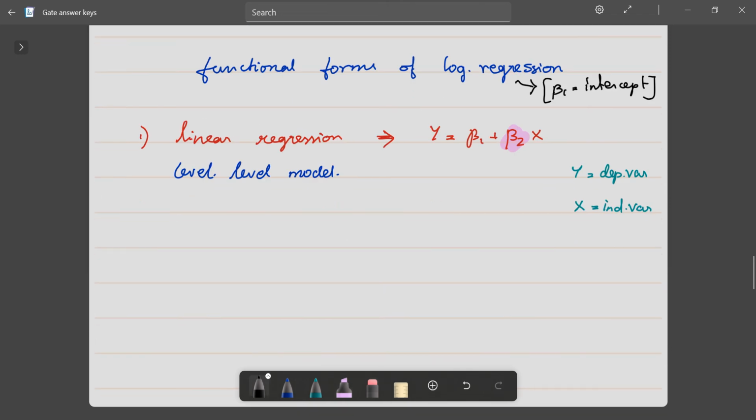How is the change calculated in linear regression? Change in y is equal to beta times change in x. That means 1 unit change in x, that is the independent variable, leads to beta unit change in the dependent variable y.